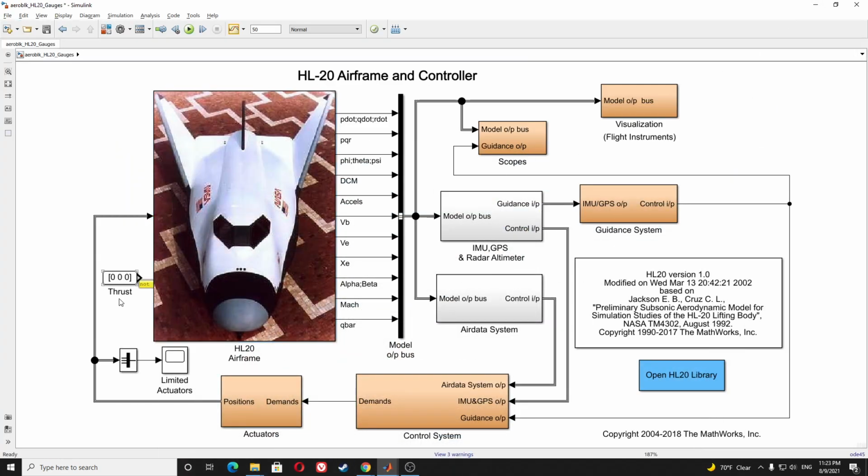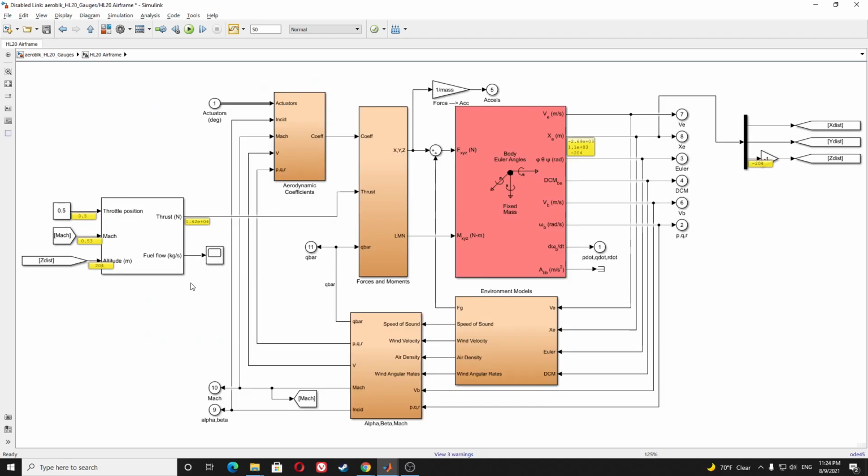As you can see in here, thrust is 000, but we will change this thrust. It's not connected, but normally if you open the model at first, you can see the connection between the model and this block. In this model, we will add the propulsion block.